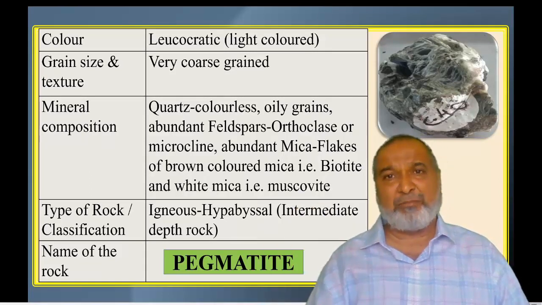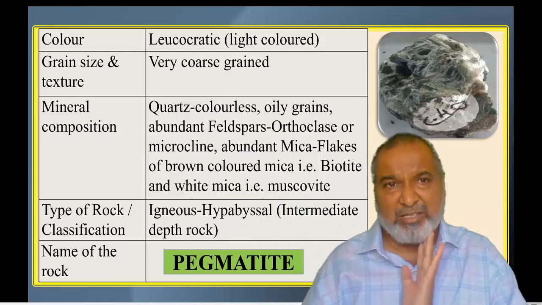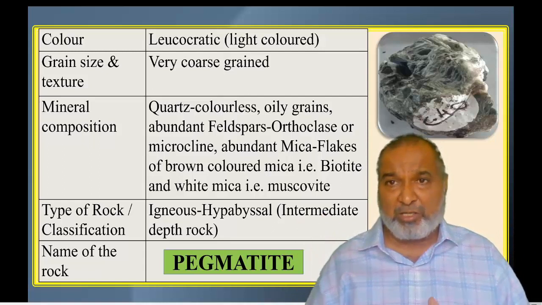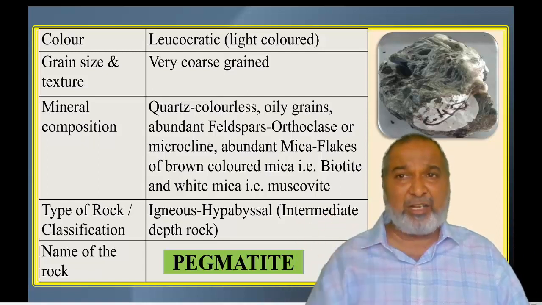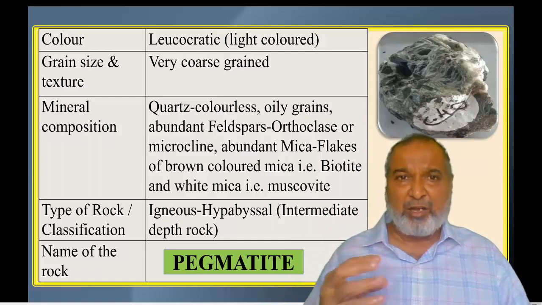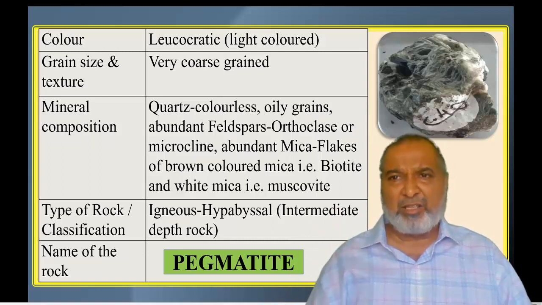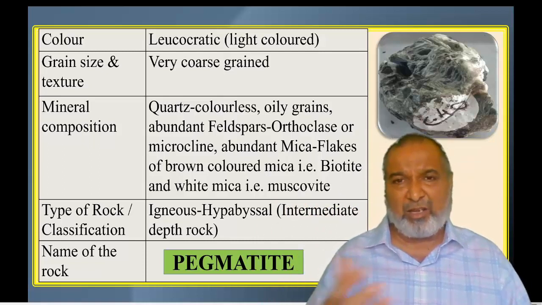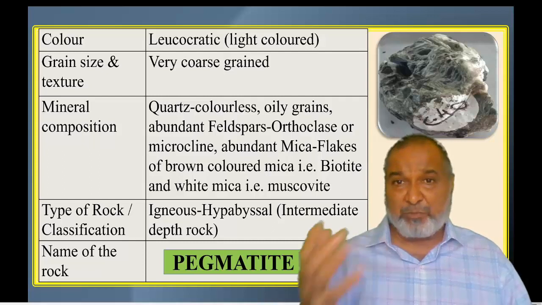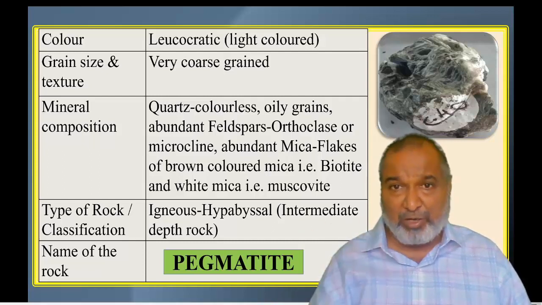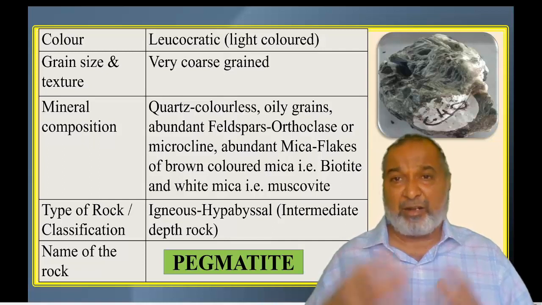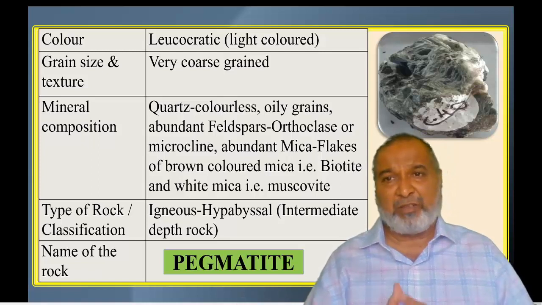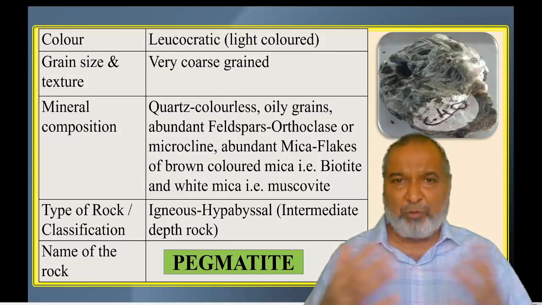Next, very important, the pegmatite. The color is light, and the grain size is very coarse. In the composition you get quartz, colorless. In that we can get varieties of quartz, smoky quartz and rock crystal. Most of the minerals in the pegmatite have a whitish surface and oily grains. Feldspar is there, and in that feldspar we get orthoclase as well as microcline. These are abundantly found. And very important, big mica flakes, whether biotite, muscovite or phlogopite.